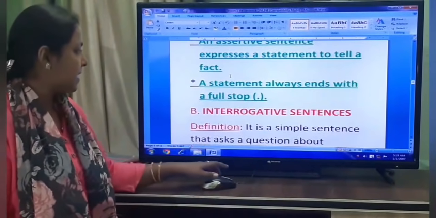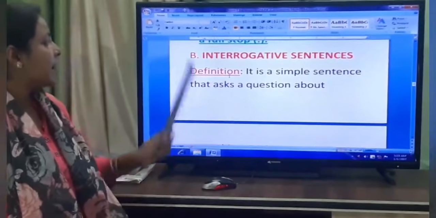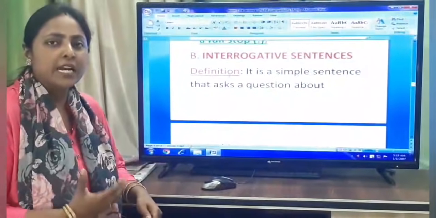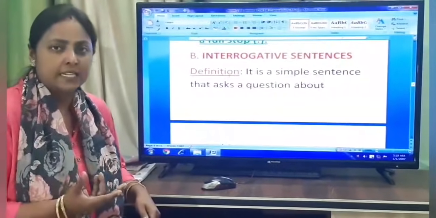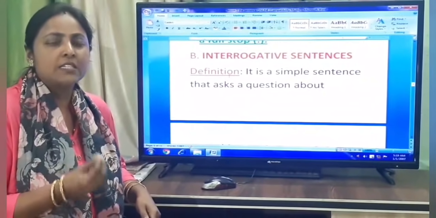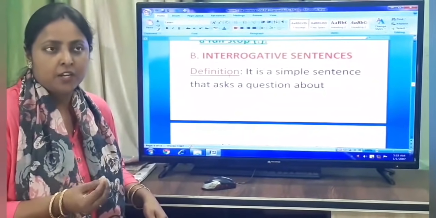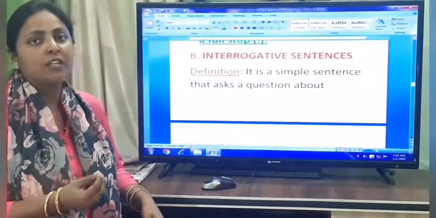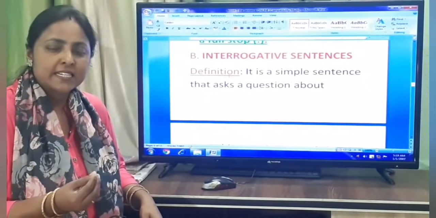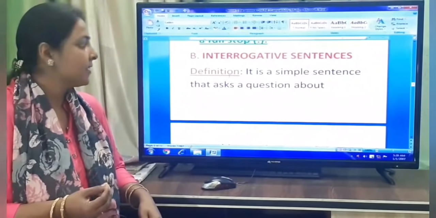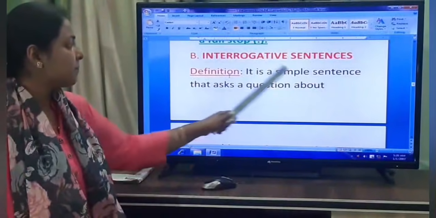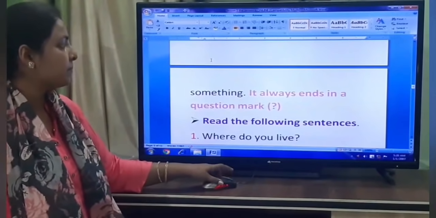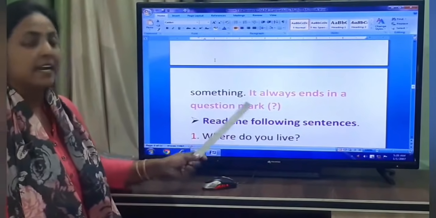Now let's see the second sentence, interrogative sentence. Now, interrogative sentence, what do you mean about this sentence? Or what did you know? What is the meaning of interrogation? You will say that when we ask the question, it is called the interrogative sentence. Yes. It is a simple sentence that asks a question about something. It always ends in a question mark.